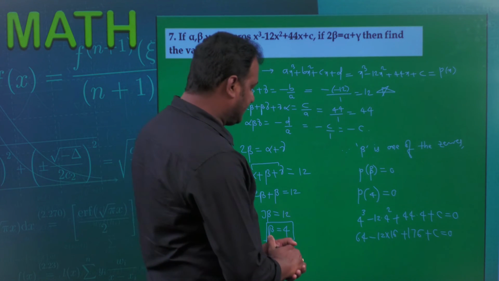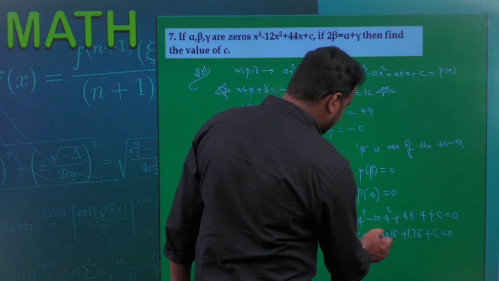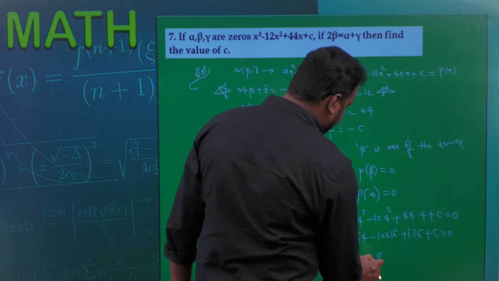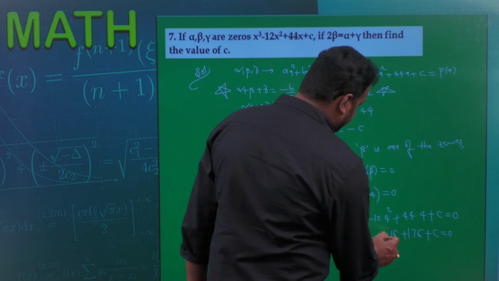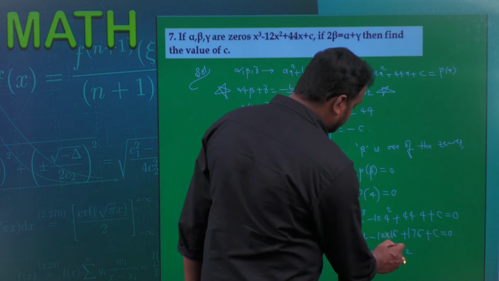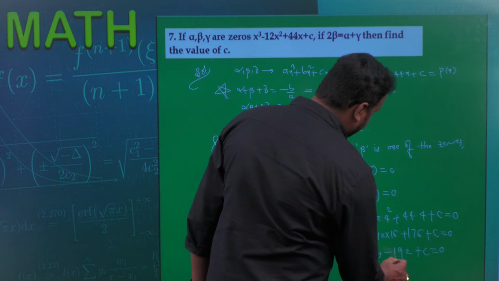Now the calculation is going to be 64 plus 176, which is 240. Minus 12 into 16: 16 twelves are 192. So 240 minus 192, plus c is equal to 0. Then what is the value of c?